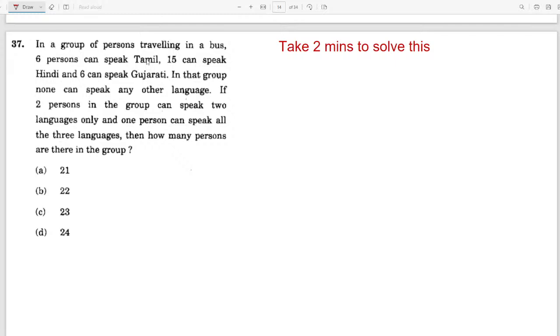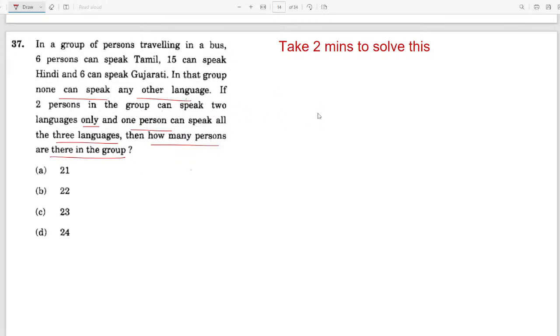So what they've said is, in a group of persons traveling in a bus, 6 persons can speak Tamil, 15 can speak Hindi, 6 can speak Gujarati. In that group, none can speak any other language. So if 2 persons in the group can speak 2 languages only, and 1 person can speak all the 3 languages, then how many persons are there in the group?